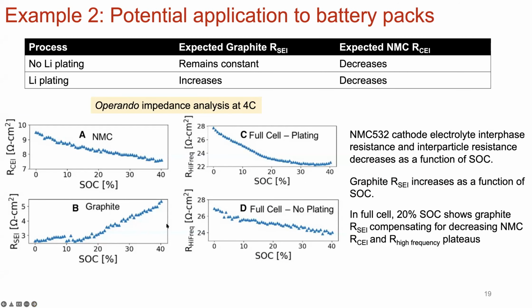Okay. Now, applying it to actual battery packs and trying to read out the data and analyze it, if you can just collect impedance and look at whether the resistance of the cathode electrolyte interface is decreasing and the solid electrolyte interface on the anode side is increasing, is that really telling you that there's lithium plating? And at which point during your cycling, at what state of charge, how early can you tell?